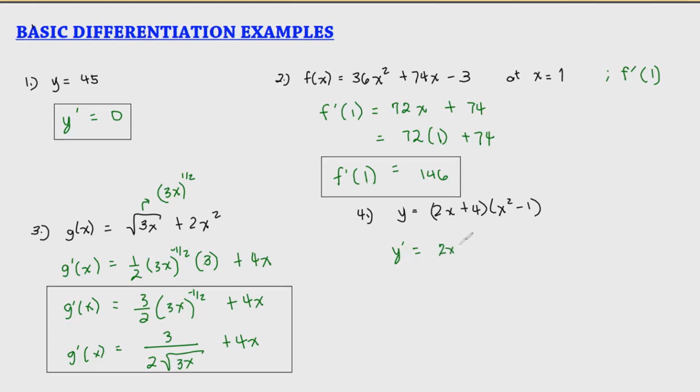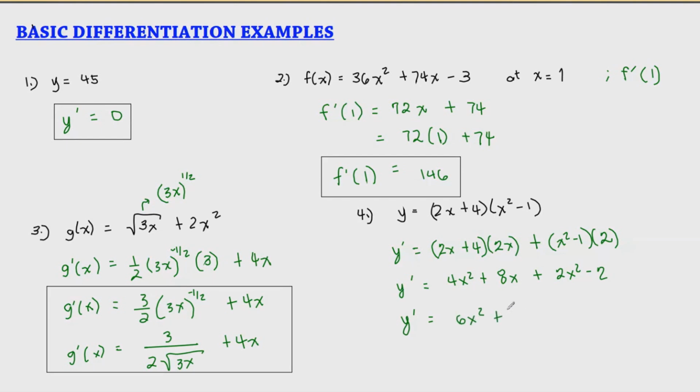So we get 2x plus 4, just copy it and then multiply it to the derivative of this portion, so that is 2x, and then add, since this is a product rule, we copy this second term and then multiply it to the derivative of this first term, so we have 2. So we have y prime equal to 4x squared plus 8x plus 2x squared minus 2. And then we combine like terms, so we have 6x squared, then plus 8x minus 2. So this is the answer for this problem.